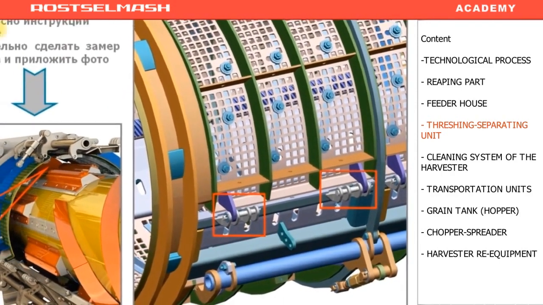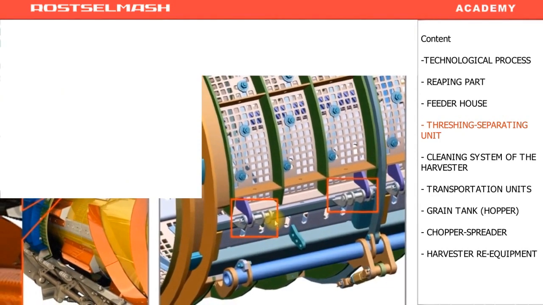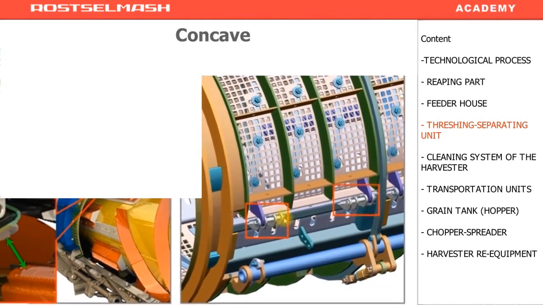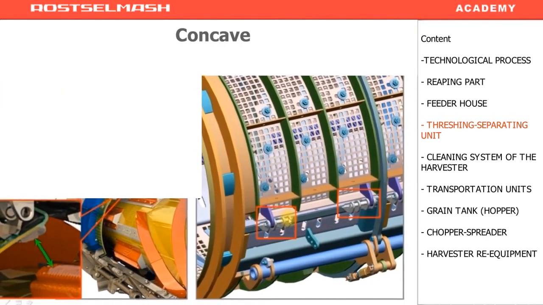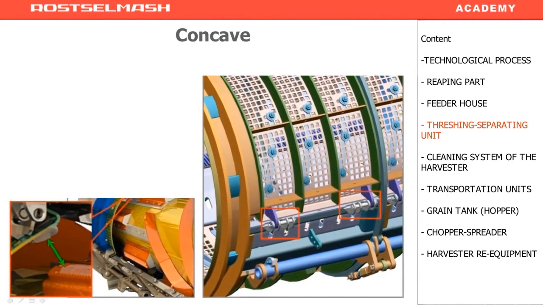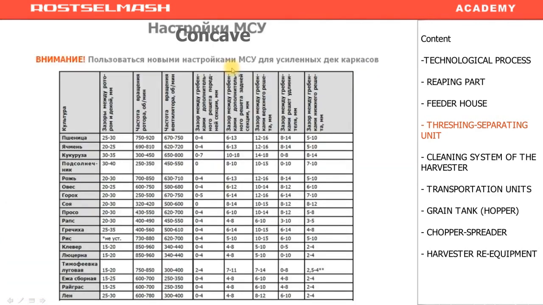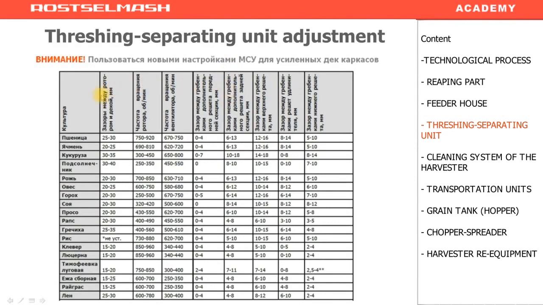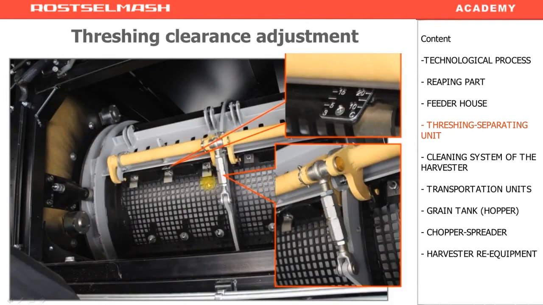The old ones are cut down, and the new ones are mounted. The old ones were 7 mm, the new ones are 9 mm thick. Make sure to measure the threshing clearance and take a photo of it. During the harvester operation, make sure to use the following table of threshing and separating settings. The threshing clearance is adjusted through the hole after you remove the shield.